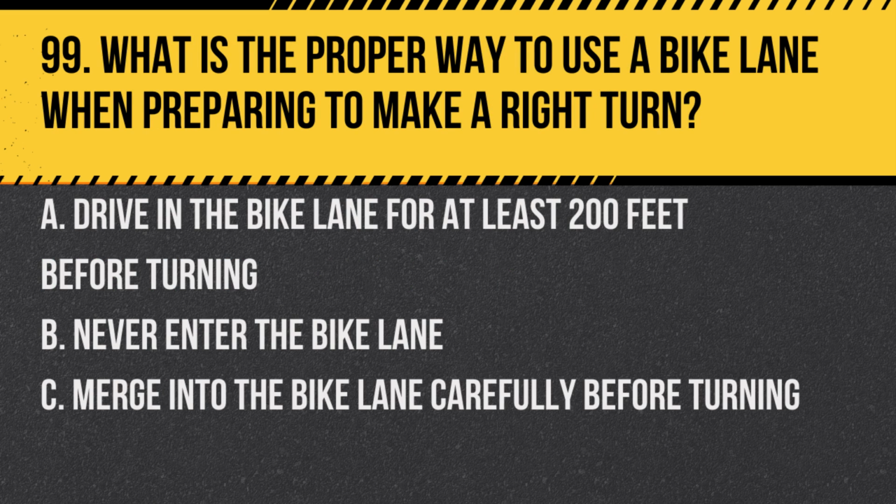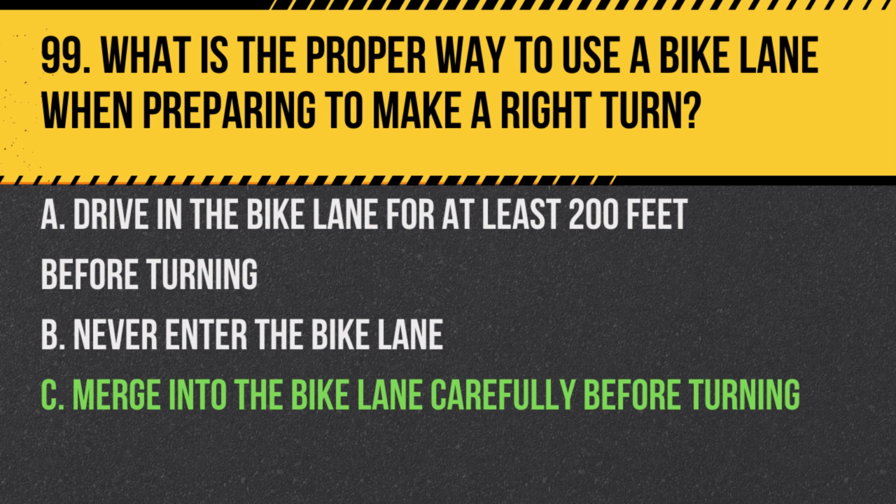Question 99. What is the proper way to use a bike lane when preparing to make a right turn? A. Drive in the bike lane for at least 200 feet before turning. B. Never enter the bike lane. C. Merge into the bike lane carefully before turning.